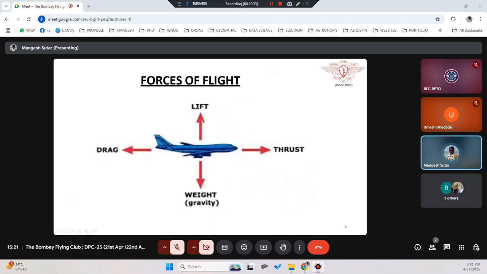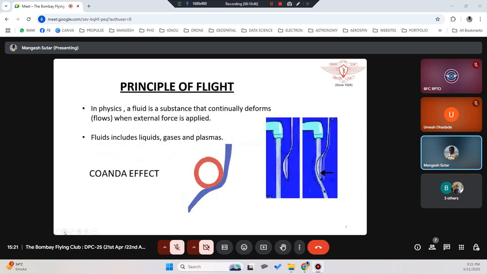So the lift will lift the aeroplane up in the air, gravity will try to pull it down, drag will try to hold the aeroplane back, thrust will move the aeroplane in the forward direction. So these are the forces of flight. Okay, so what is the principle of flight on which it works?